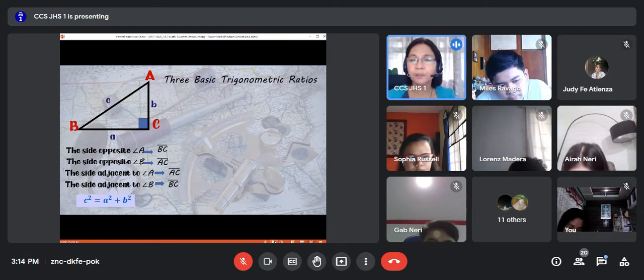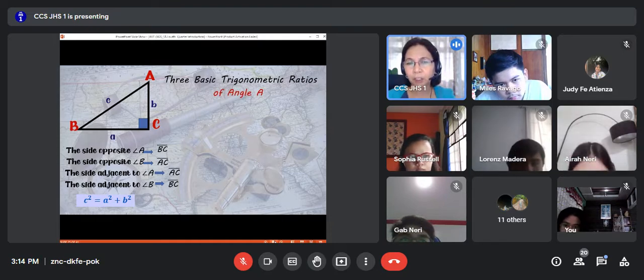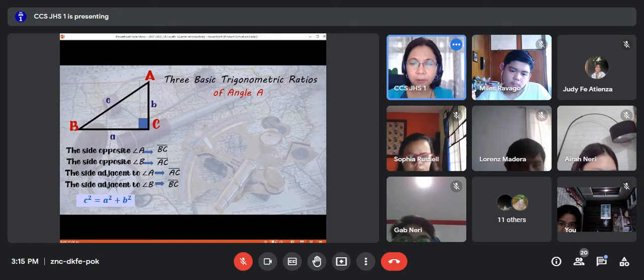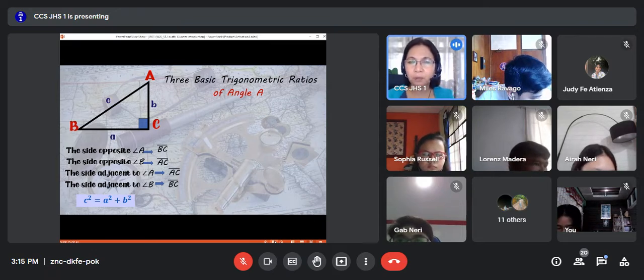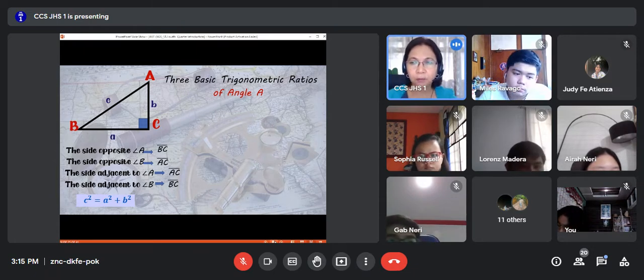Let's start first with the three basic trigo ratios. What are these? And take note, I mentioned there of angle A, because you must have a reference angle to be able to determine the basic trigo ratios. So for the meantime, let's have first the three basic trigo ratios of angle A of our triangle.